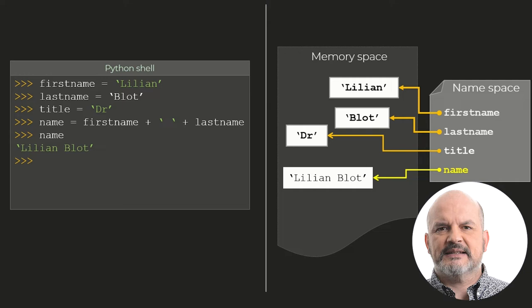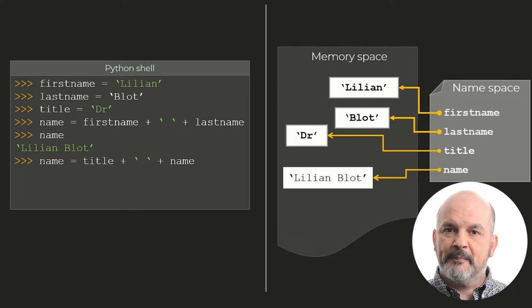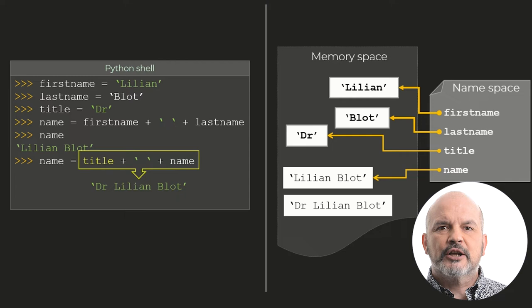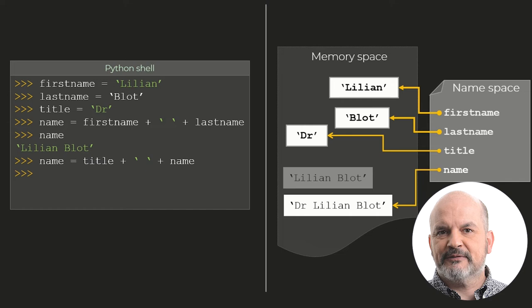Let's look at another expression. This time, the expression looks a bit strange. The variable name appears on both sides of the assignment operator. Again, the interpreter first evaluates the right-hand side of the assignment and evaluates part of the expression as shown earlier. To complete the evaluation of the entire expression, the interpreter fetches the value assigned to the variable name and replaces it in place of the variable. The expression becomes a simple concatenation of two strings, resulting in the string Dr. Lilian Blot. Now that the expression on the right-hand side of the assignment operator has been computed, the assignment operation can take place. The previous memory place might be freed by the garbage collector, and now the variable name refers to the string Dr. Lilian Blot.